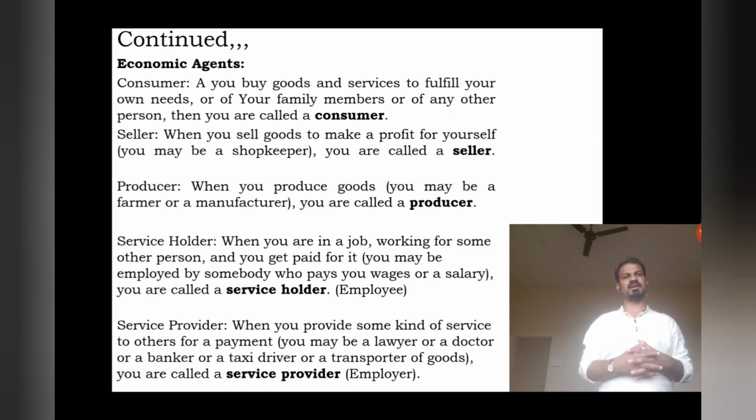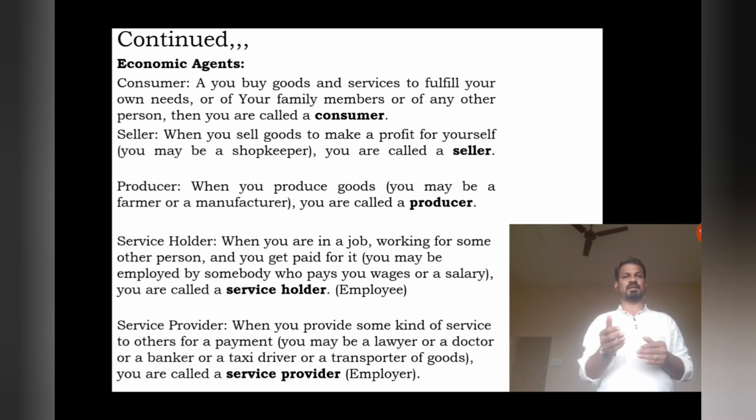I repeat, through these agents, economic activity is conducted. Let us understand whom we are calling here consumer, seller, producer, service holder, and service provider. Some questions are also framed on this, so listen carefully and understand the concept. Let us understand the meaning of the consumer, or how we call an individual a consumer.